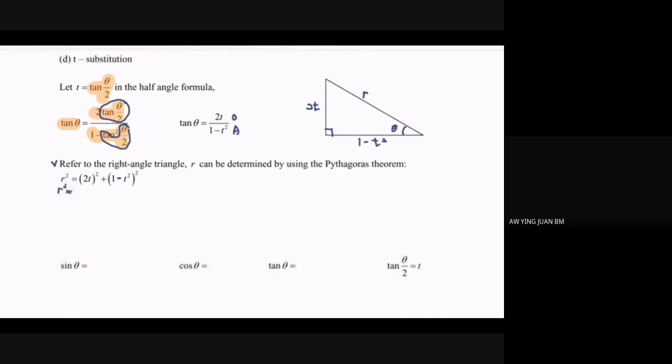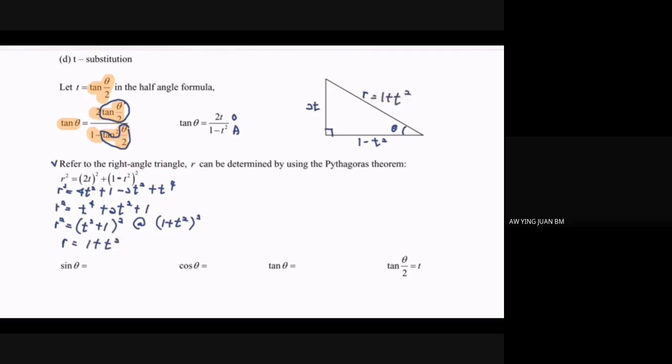r squared is equals to 4t squared plus 1 minus 2t squared plus t to the power 4. Rearrange the situation. We'll have r squared equals to t to the power 4 plus 2t squared plus 1. Next, I'm going to factorize the situation. And finally, we have r squared is equals to t squared plus 1 bracket square, or 1 plus t squared bracket square. So finally, r is equals to 1 plus t squared. So meaning that r is equals to 1 plus t squared as a hypotenuse.